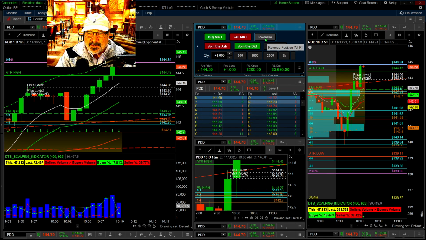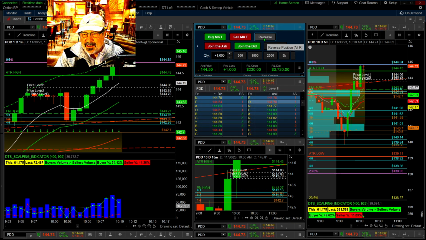I'm going to hang on to it to see if it breaks that fib. That is a double fib and a 4 hour. That should be a very strong resistance. If it goes through that, it could just go crazy up there.